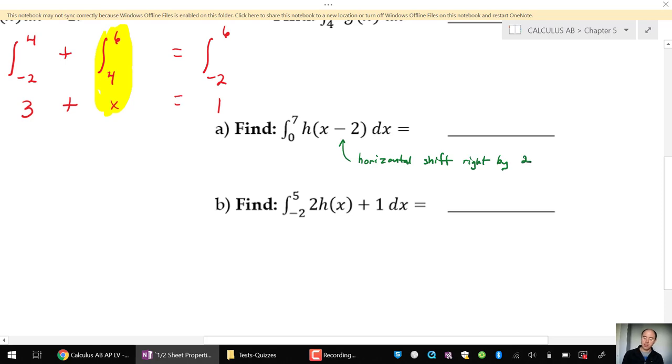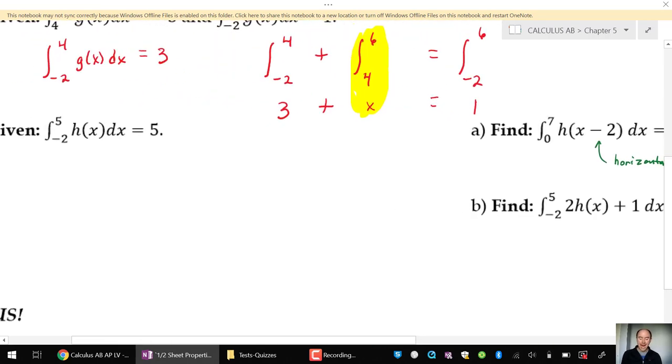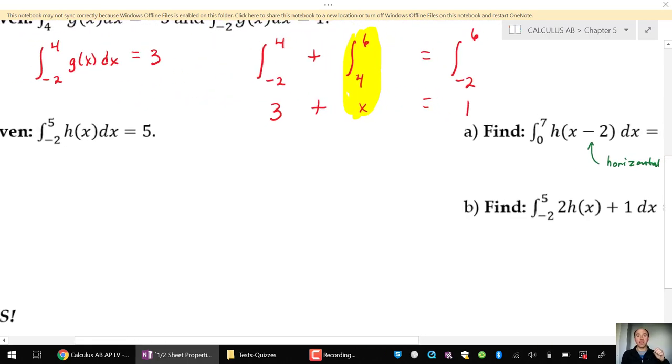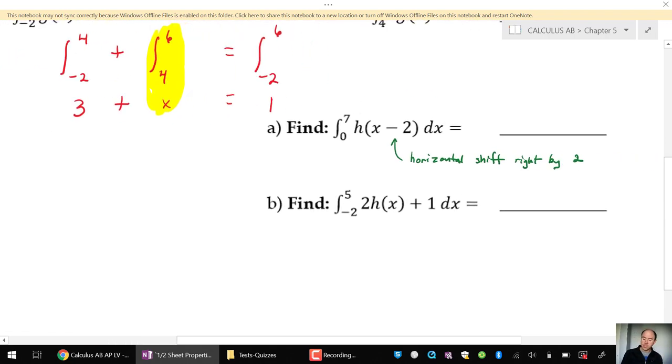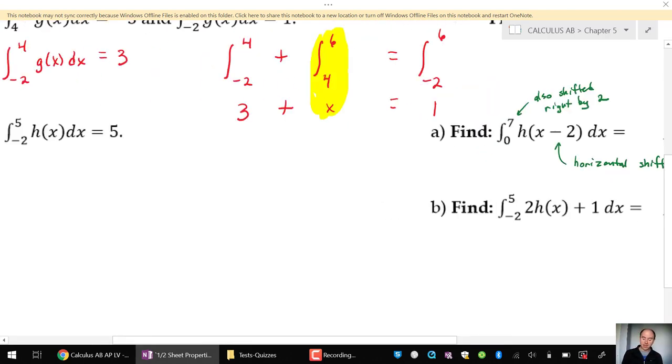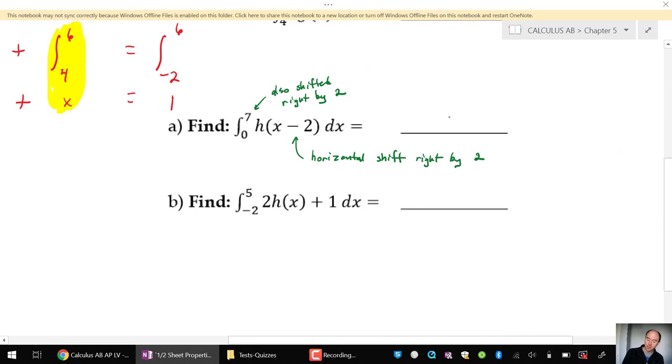And if you notice, the bounds were equally shifted to the right by 2 units. My originals were -2 to 5, but these bounds are 0 to 7. The bounds were also shifted, and that's good, also shifted right by 2. So essentially I'm taking my area and just sliding it over on the coordinate plane. There's no change in the area. So this answer is going to remain 5.